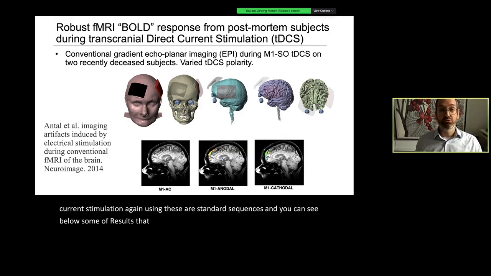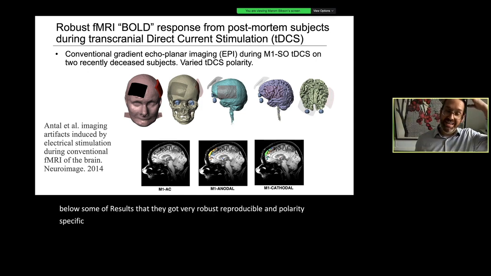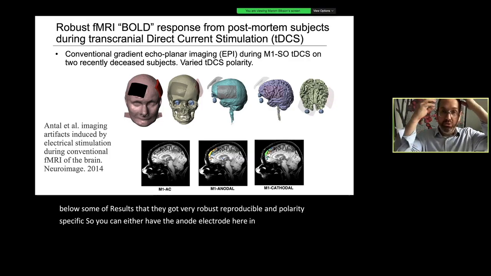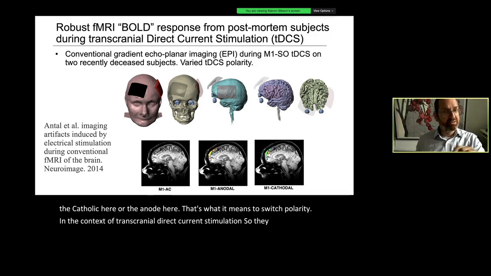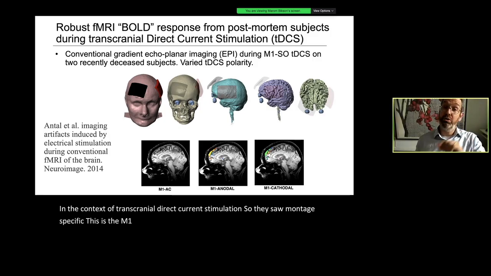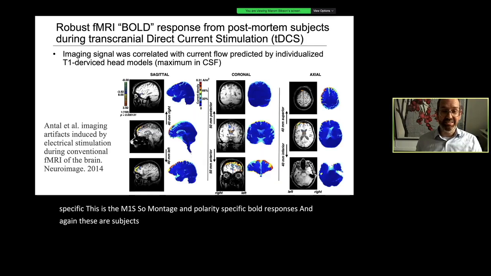They got very robust, reproducible, and polarity specific responses. So you can either have the anode electrode here and the cathode here, or the cathode here and the anode here. That's what it means to switch polarity in the context of transcranial direct current stimulation. So they saw montage specific, this is the M1SO montage, and polarity specific BOLD responses. And again, these are subjects who were deceased.